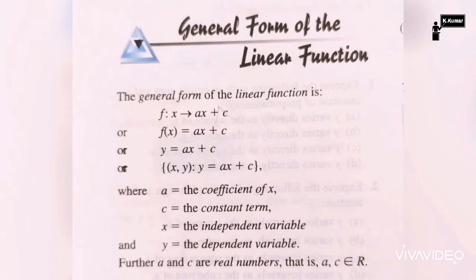So you go on where a is the coefficient of x, c is the constant term, x is the independent variable, and y is the dependent variable. X is the independent variable because you have to substitute your x values into the function to get your y values. And that makes y dependent on x. And further, a and c are real numbers, that is, a and c are elements of R.